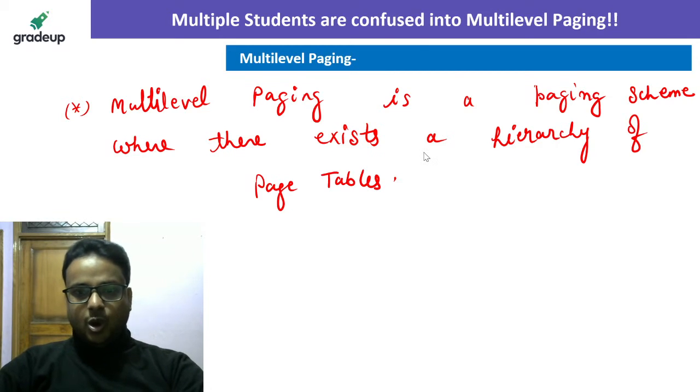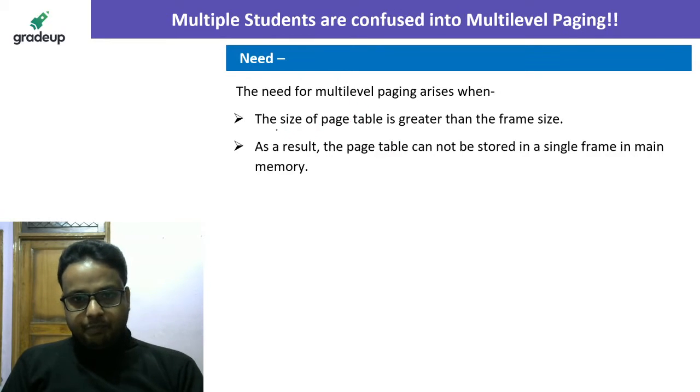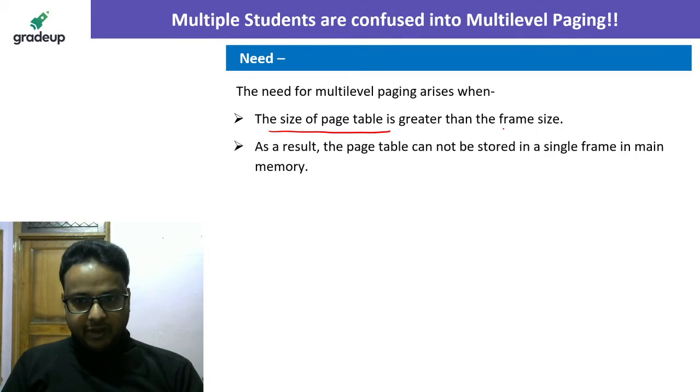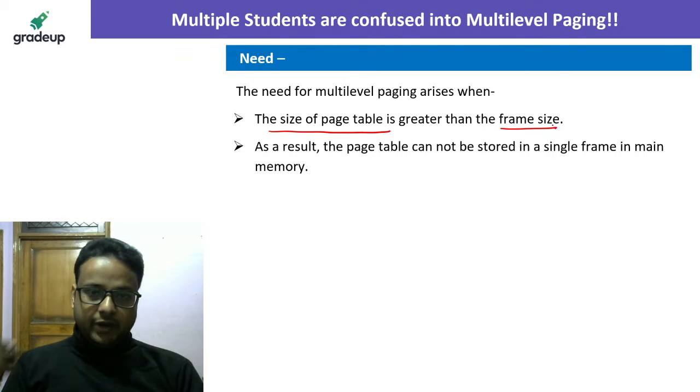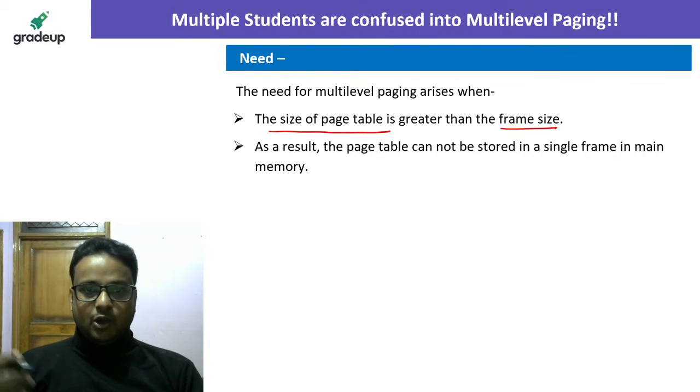What is the need of multi-level paging? The need is here. Suppose the page table size is so huge that it cannot fit in a frame, right? For example, your frame size is 4 KB and your page table is 128 KB. So definitely your page table cannot fit into the frame.